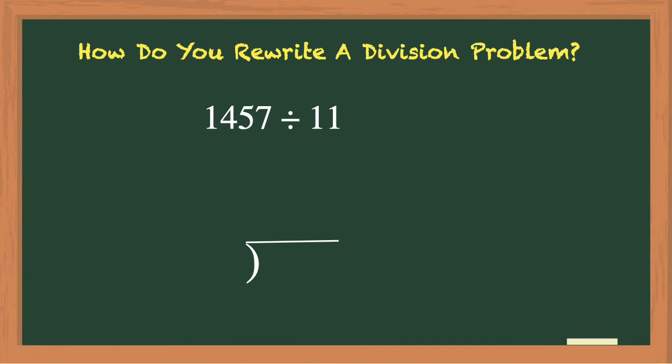The first number in the expression is the dividend. The dividend is the thing that is being divided into equal groups. The dividend will go inside the long division box. The second number in the expression is the divisor. The divisor is the number of equal groups that you want the dividend to be divided into. The divisor will go outside the long division box.